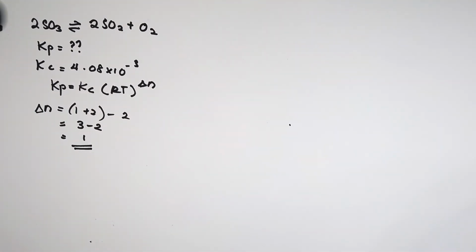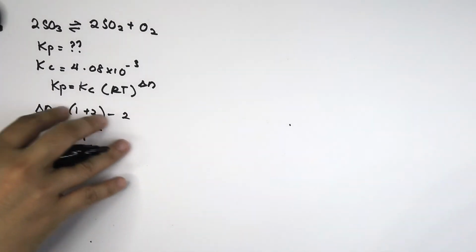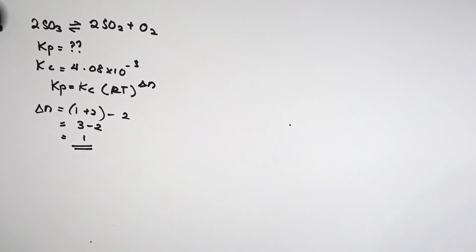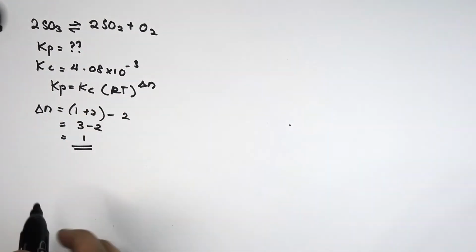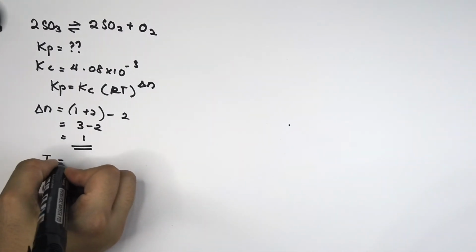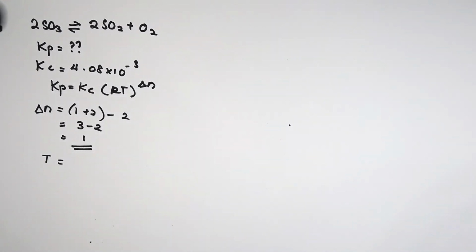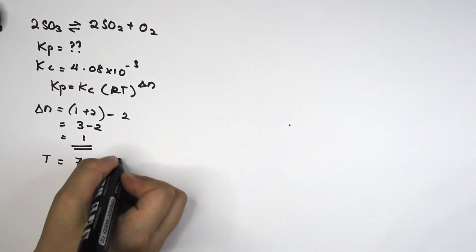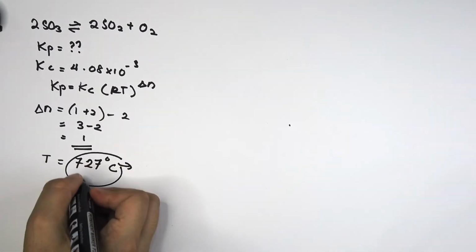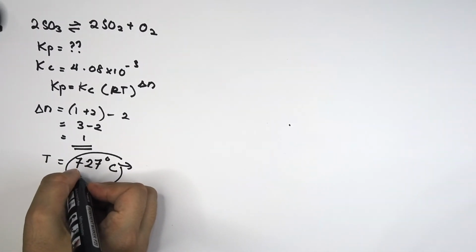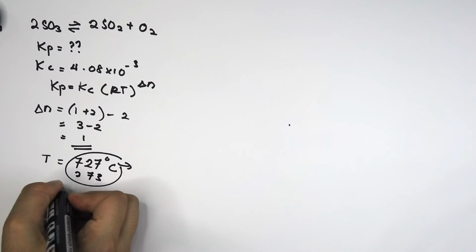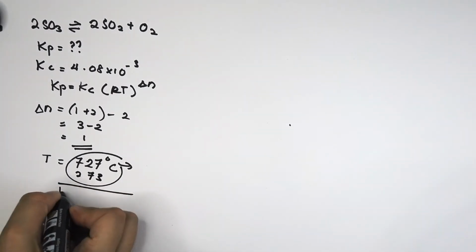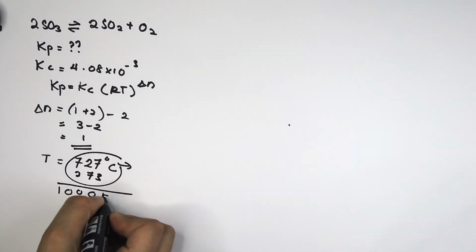Moving on. Since we already know the value of the delta N, next we need to find the value of T. T is the temperature. Given in the question, the temperature is 727 degrees Celsius. You need to change this to Kelvin, so you need to add 273. So you should get 1000 Kelvin.